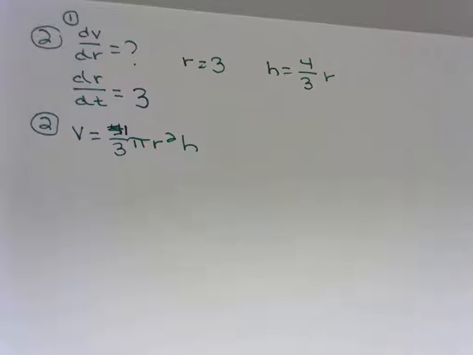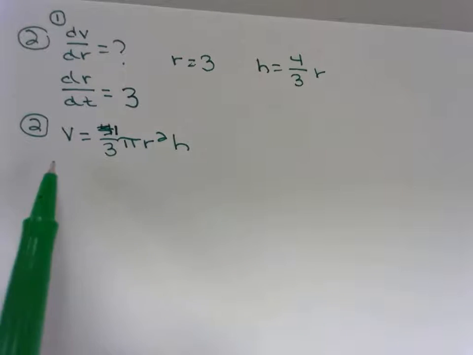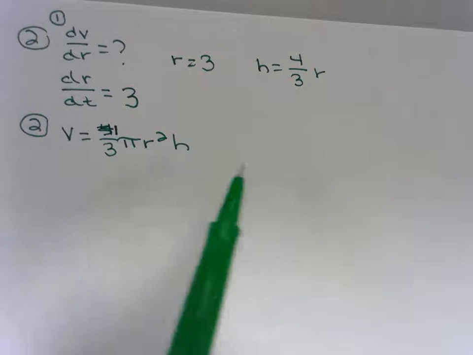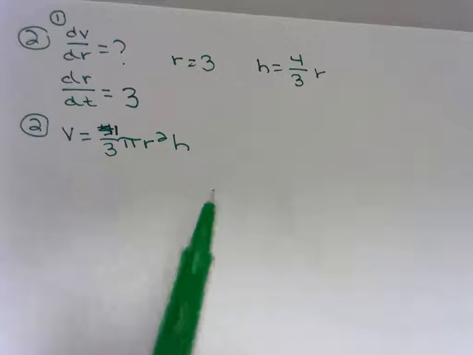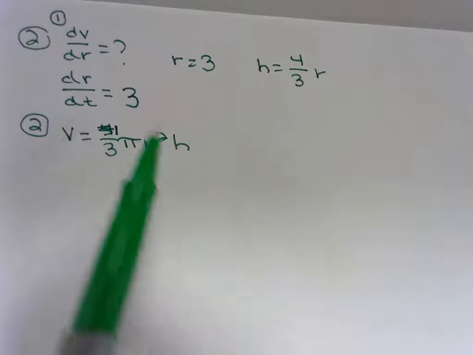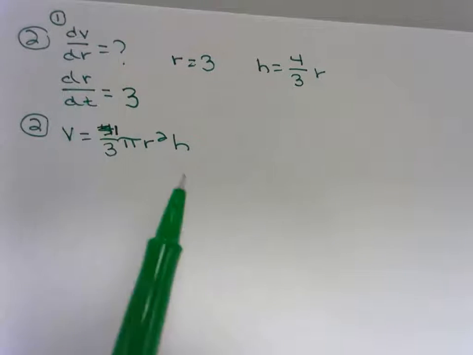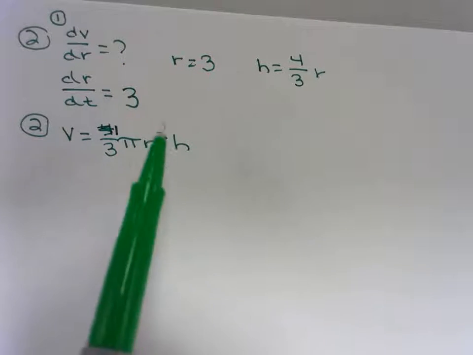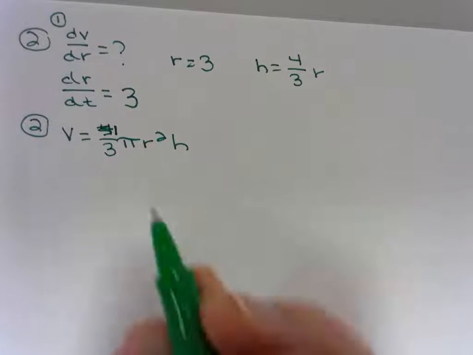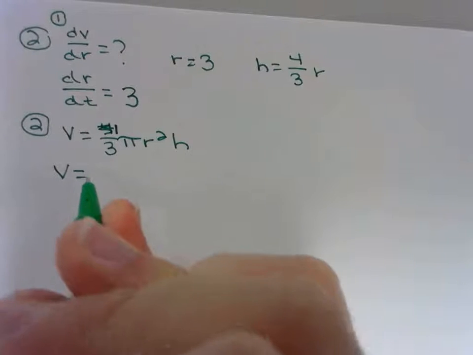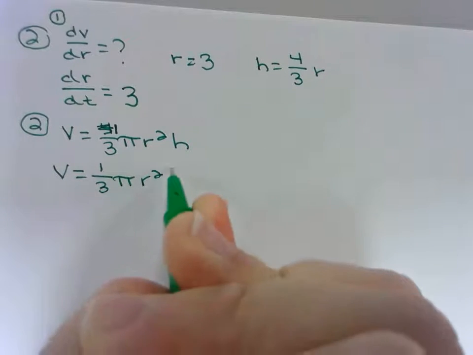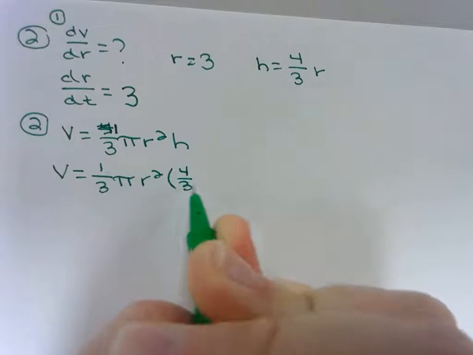Or think about it this way. I'm going to have to take the derivative in step 3. So as I look at this, I have h in there. I need a formula that just relates volume and radius. I have this random h in here. So what can I do with this h to get it in terms of r? Plug in 4/3 r. So that was step 2.